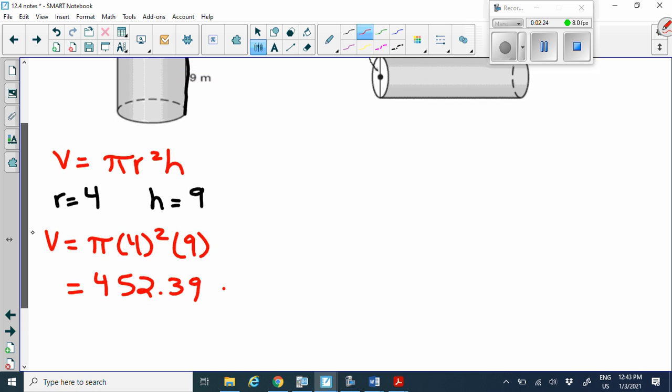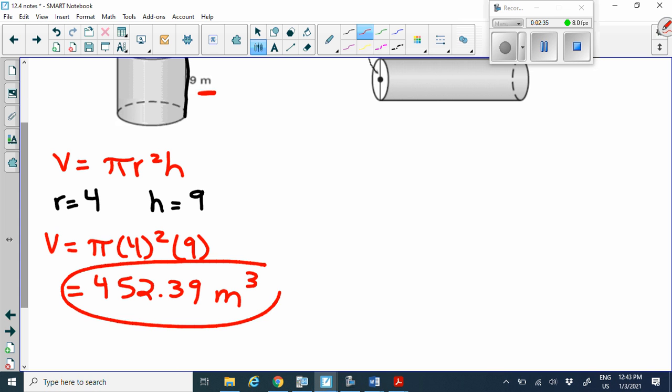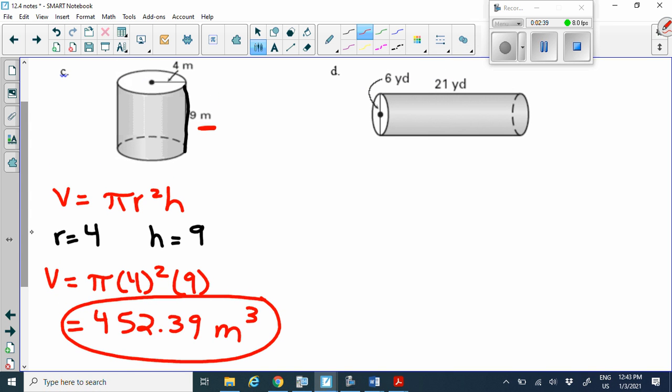And notice what our units are. We do have meters, so we're going to use that. And because we are finding volume, don't forget you do need to show that cubed. So this would be our final answer here. Okay, go ahead, pause the video, and do part D.